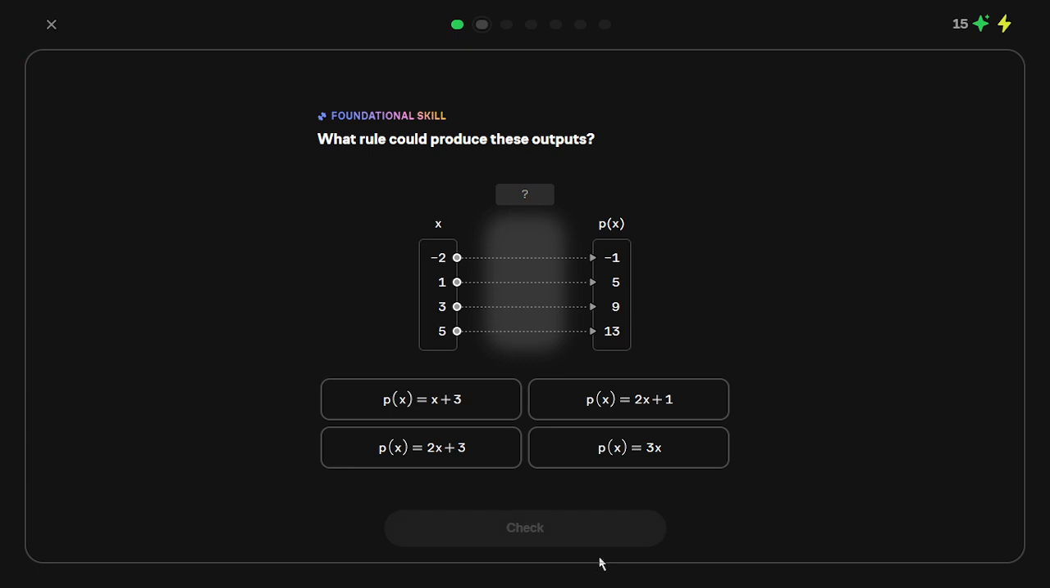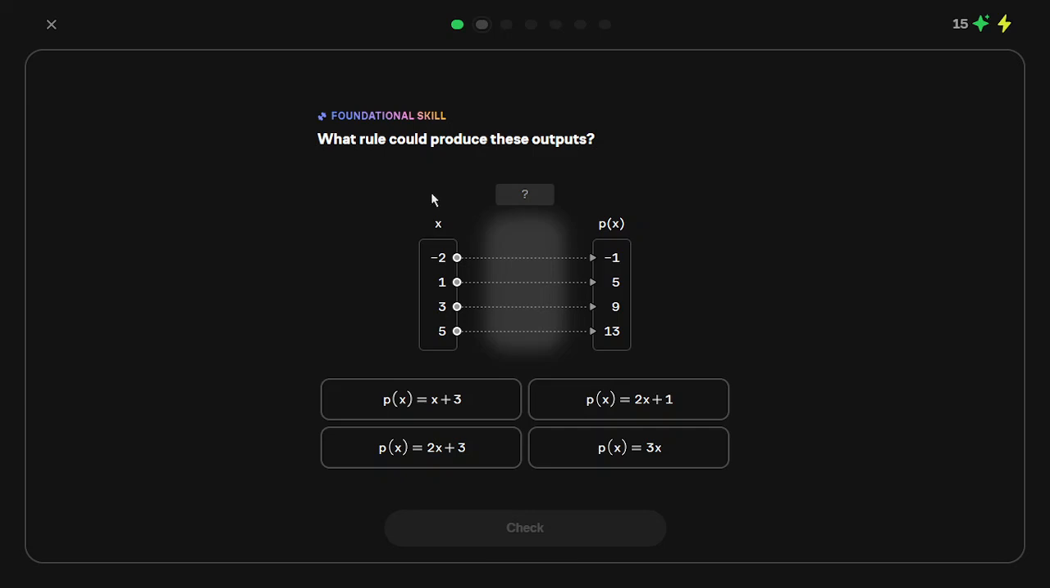Next, what rule could produce these outputs? This is a little bit harder and trickier if you don't know the function. So we need to find out how x goes to p, and we already have these answers here, and we need to pick the right one. If x plus 3, negative 2 plus 3, does that equal negative 1? No. So let's go to 2x plus 1. If there is 2x, negative 4 plus 1 is negative 3. So this is also not the correct answer.